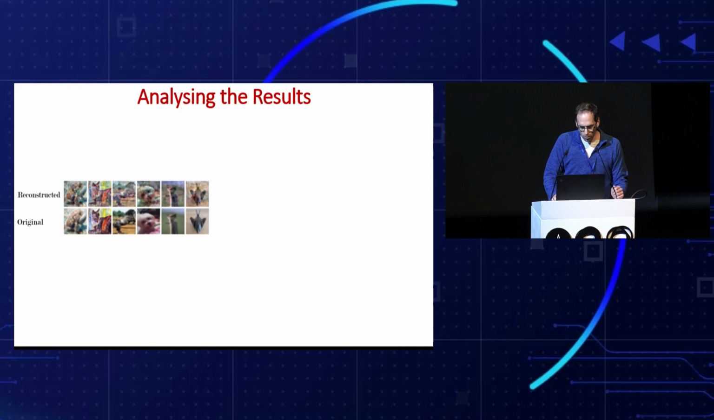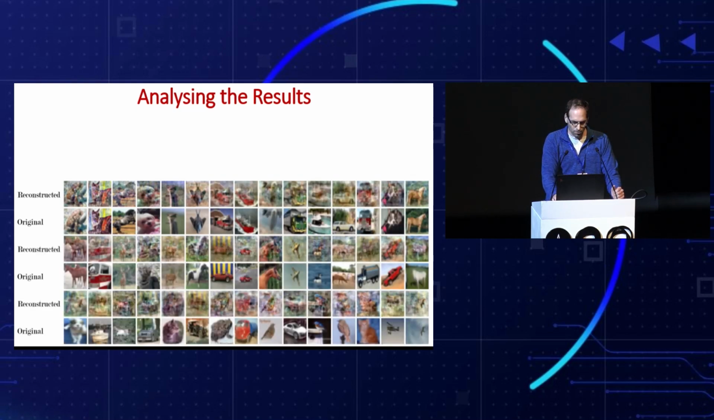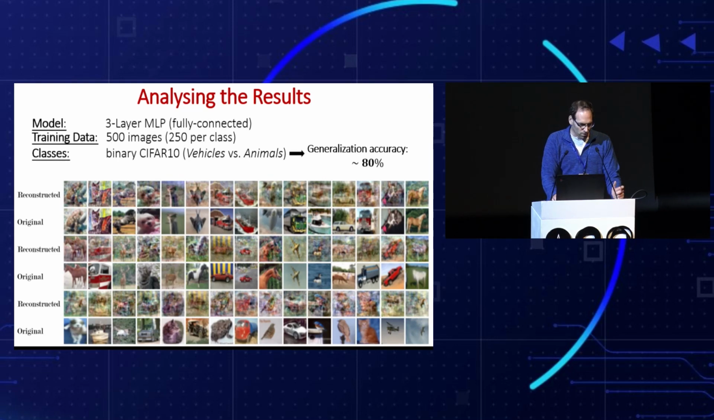So at the bottom row, you see samples from the original training set of the model. At the top, you see the best reconstruction for each of them. And here are some more. Let's talk about the numbers here.